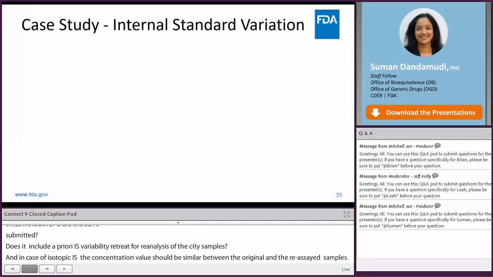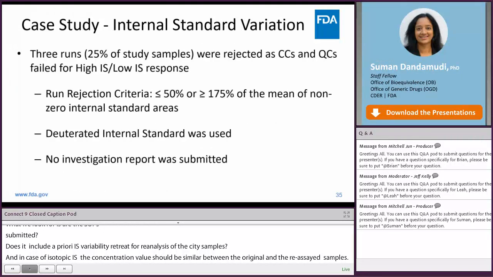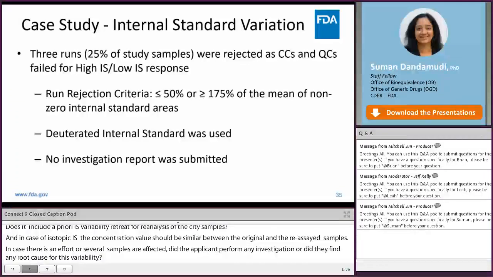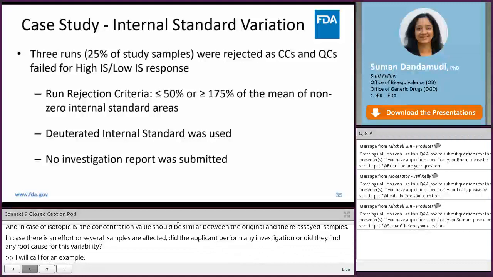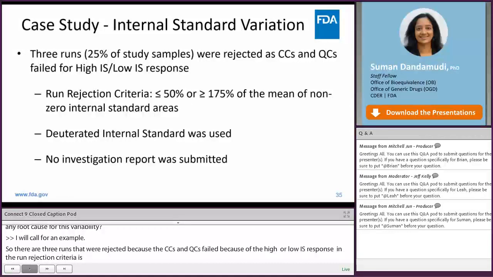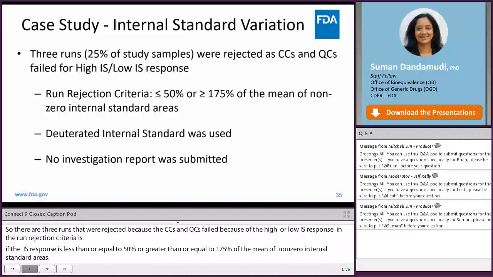So I'll go over an example. There are 3 runs that were rejected because the CCs and QCs failed because of either high IS or low IS response. And the applicant's SOP criteria for run rejection is if the IS response is less than or equal to 50% or greater than or equal to 175% of the mean of non-zero internal standard areas. That is not just the CCs and QCs, the whole run. And in this case, the deuterated internal standard was used. The applicant did not submit any investigation report for having such a high number of samples repeated for this reason.